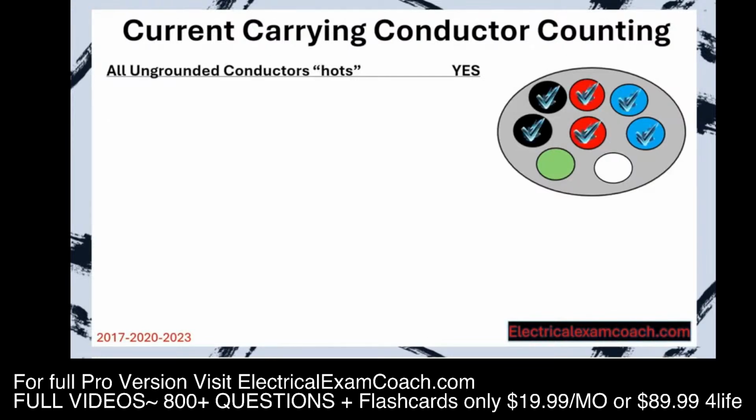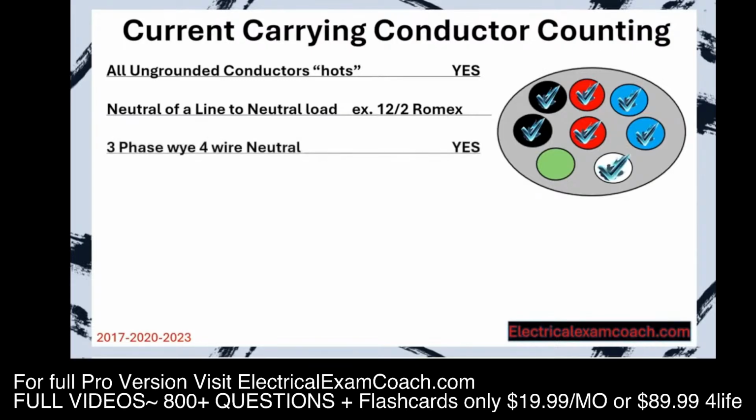The second one is the neutral of a line to neutral load. Meaning if we have a light bulb and it draws 1 amp on a 120 volt circuit, there's going to be 1 amp going in on the hot and there's going to be 1 amp flowing back on the neutral. So it is as well a current carrying conductor. Same thing with a 3-phase 4-wire neutral. We're not going to be dinking around trying to calculate the unbalanced load. We're just going to count it as a current carrying conductor.